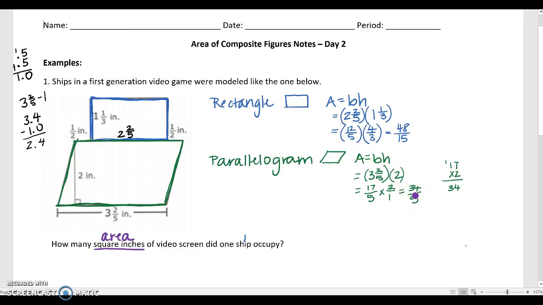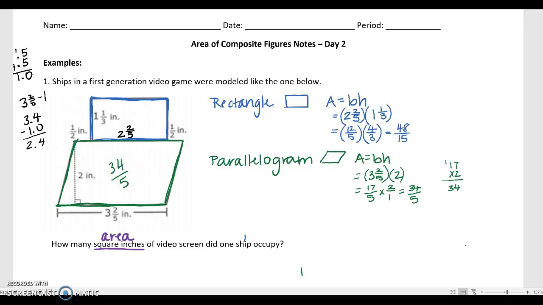Okay, so now I need to go ahead and find the total, right? So to find the total, and I like to put these amounts in here. So this is 34 over 5.